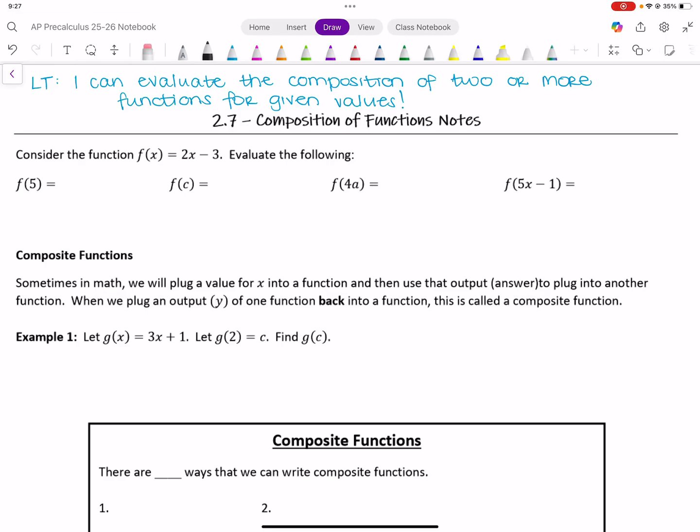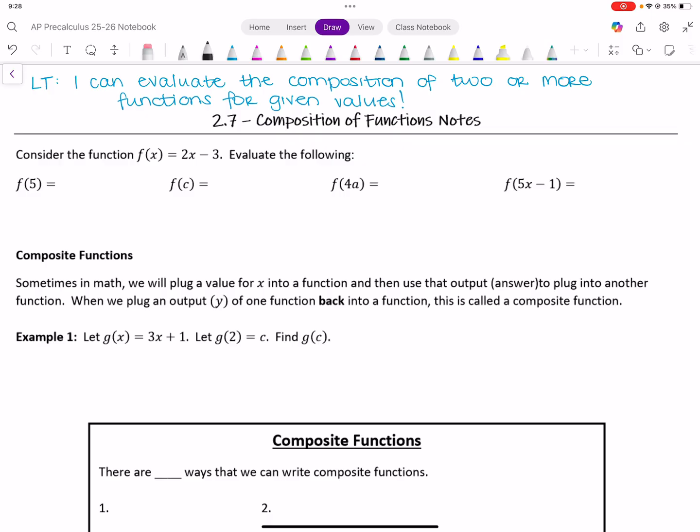Hey, AP Pre-Calc, this is Ms. Henry, and today we're going to look at section 2.7, which is about composition of functions. Our learning target is I can evaluate the composition of two or more functions for given values.